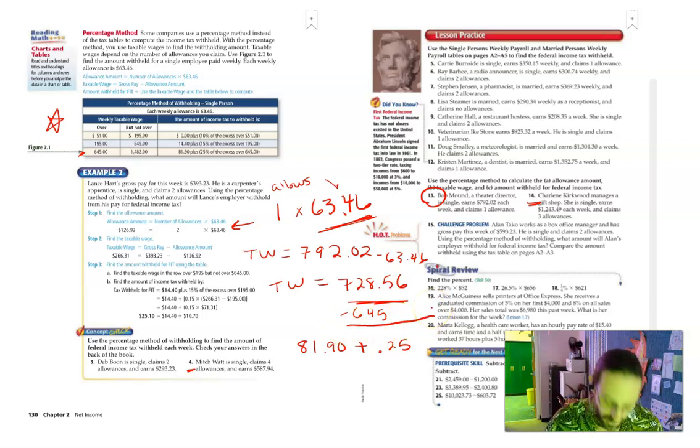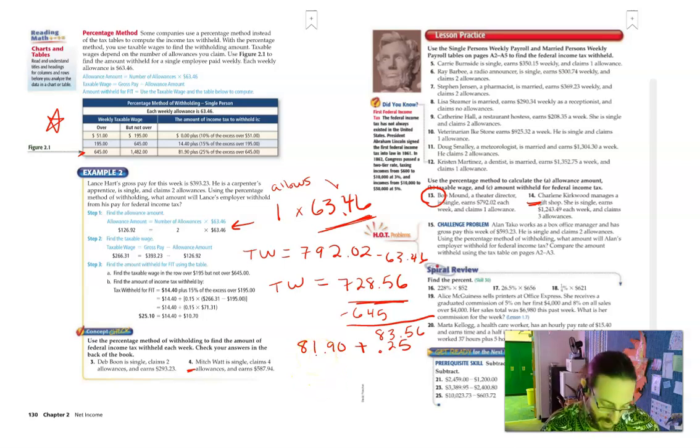$728.56. I subtract $645 because this $81.90, by the way, is 10% on the first $195, 15% on the excess over $195 up to $645, right? And it's a tiered system. And then 25% on everything above that, up to 1482. So when I subtract that, I get 83.56. So $83.56 per week is going to be taxed at 25%.